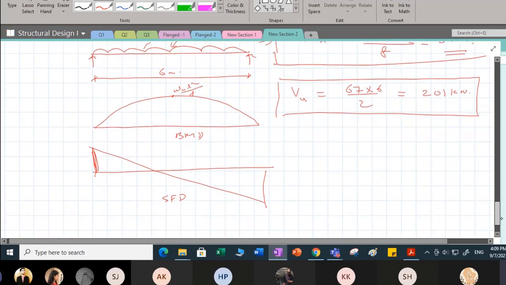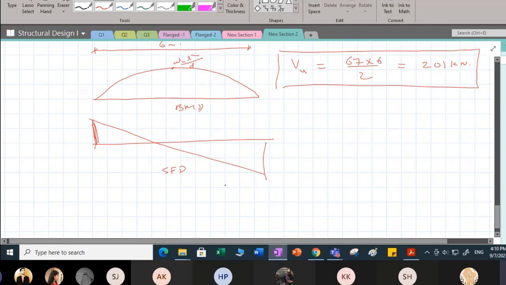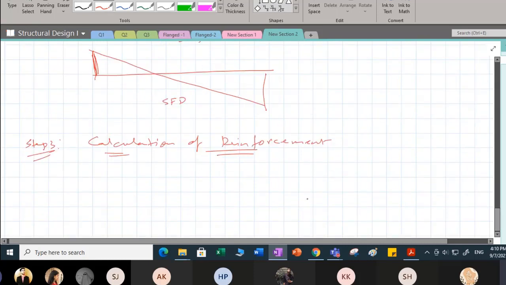Okay. So the next step: I have got the load calculation, so the next step is to compute the reinforcement. Let me write down step 3, the calculation of reinforcement. This calculation will require some data. What is the effective width of the flange? I need to know the effective width of the flange.